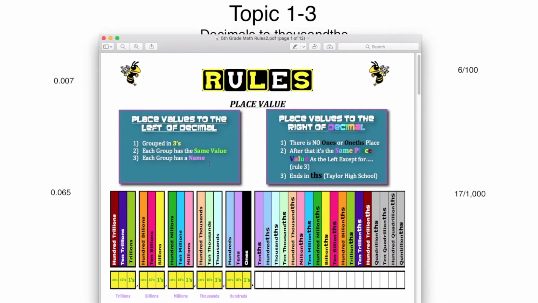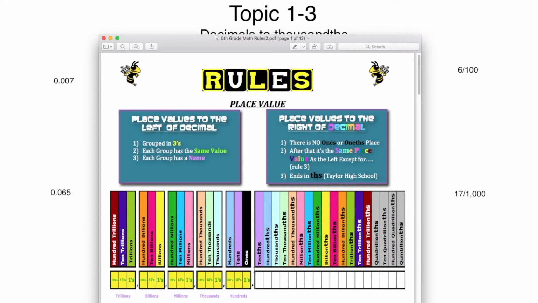Now, also in your notes, remember, whole numbers were grouped in threes. Each group had the same values of ones, tens, hundreds, ones, tens, hundreds, ones, tens, hundreds. And each group had a name. Very nice and easy, cheesy peasy.